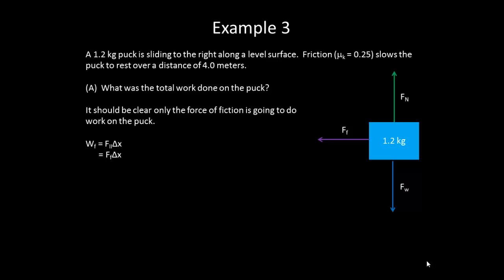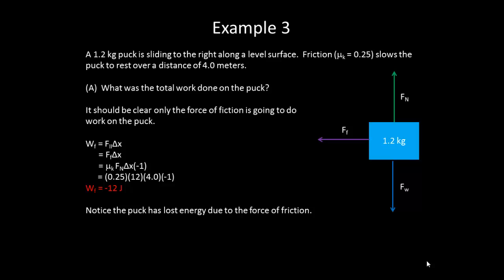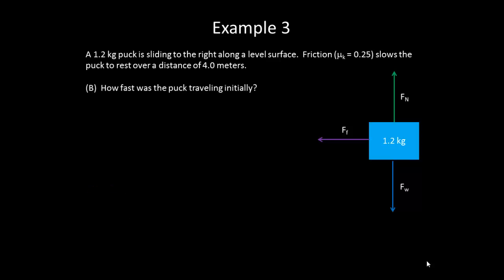Now the work done by the force of friction is equal to the force of friction times delta x, or the coefficient of kinetic friction times the normal force times the displacement. Notice we put this times -1 in there because we know they're in opposite directions, so the work done should be negative. So we end up getting that the work done by friction is -12 joules. Notice that the puck has lost energy due to the force of friction.